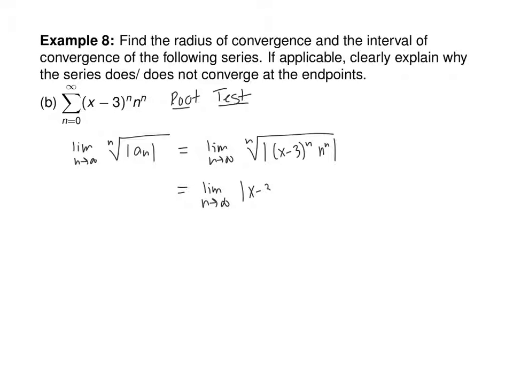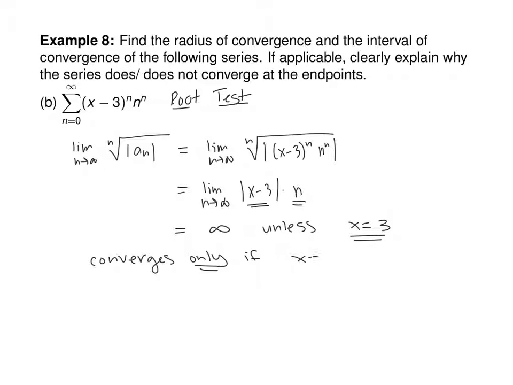So you have absolute value of x minus 3 times n. Now, n is going to infinity. Number times infinity, that makes infinity, unless x is equal to 3. If x is equal to 3, you're summing up a bunch of zeros. So this converges only if x equals 3. That means the radius of convergence is 0, as in that's a zero-width interval. And the interval of convergence is just the single value 3 for which this series converges.